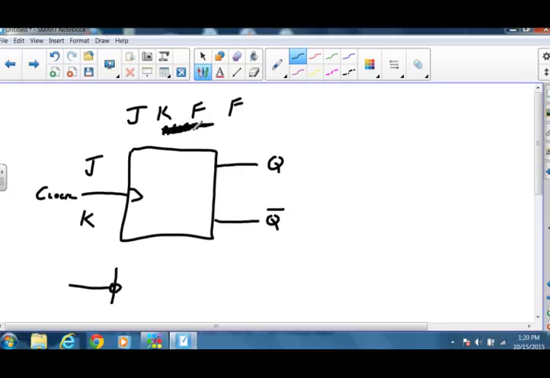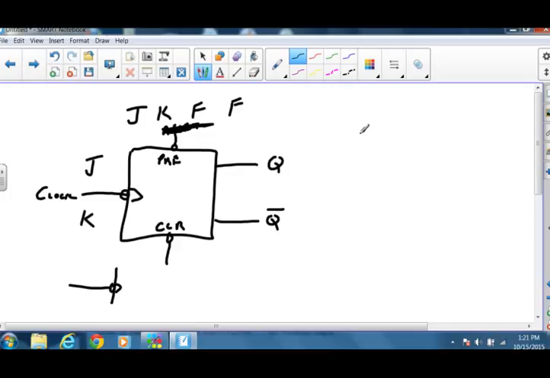That's not how you spell preset. Preset. And it's going to have a clear. The clear and the preset may or may not be inverted, depending on which one you have. The clock may be a positive or a negative edge trigger device, depending on which one you buy.